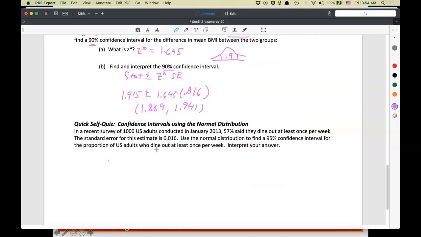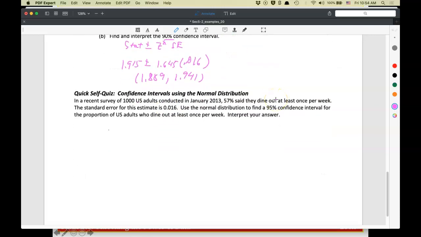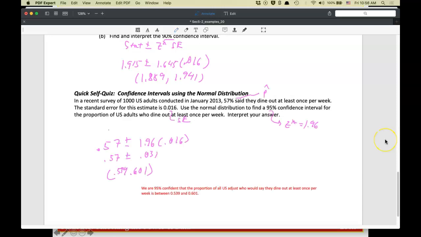All right, then finally this is a self-quiz, so you should test yourself. And then I'll go ahead and pause and then give you the answer. Okay, so let's review. Hopefully you've given this a try. In a recent survey of 1,000 U.S. adults conducted in January 2013, 57% said they dine out at least once per week. Who would have guessed that this would be a public health question? The standard error for this estimate is 0.016, so that's our SE.